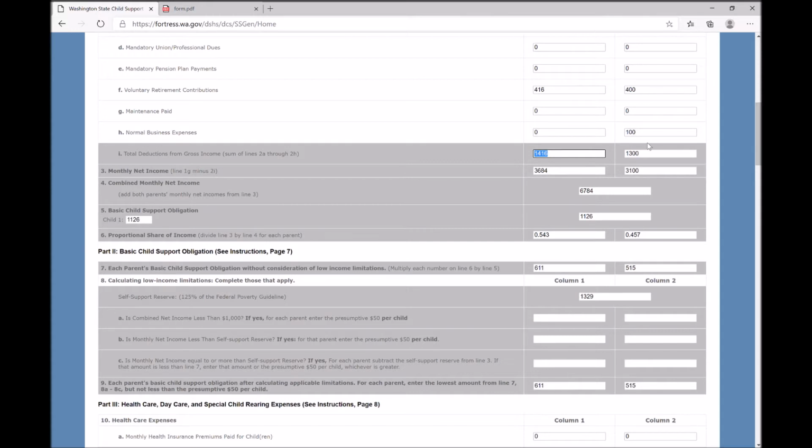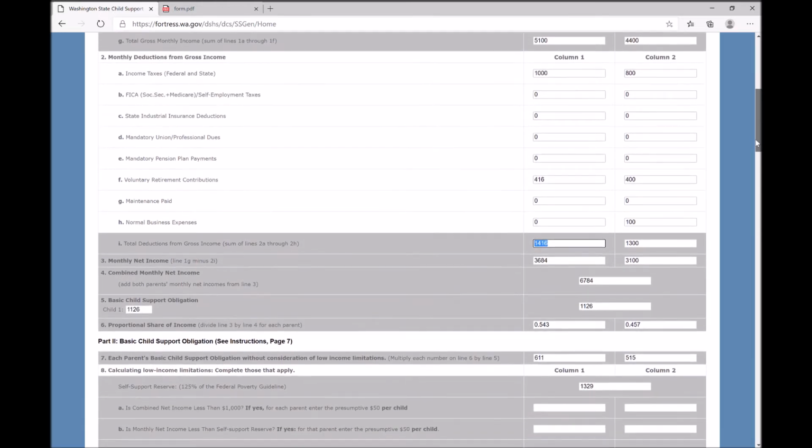And now it computes the total deductions from the gross income: 1,416 for the father and 1,300 for the mother. That computes the monthly net income of the father at 3,684 and the monthly net income of the mother at 3,100. As in the video I talked about earlier, the combined income is used to determine standard of living. The combined income in this case is 6,784 per month.